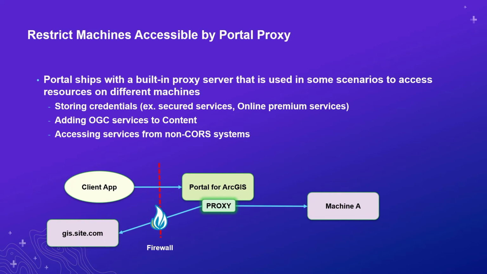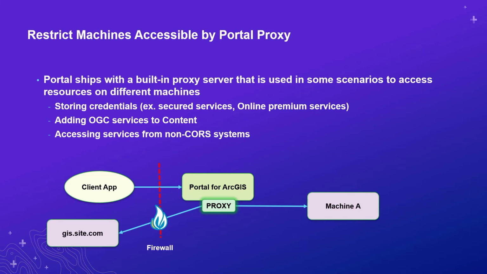This next concept is really important for users to understand, and that's restricting machines accessible by the portal's proxy. By default, Portal for ArcGIS ships with a built-in proxy server that is used in some scenarios to access resources on different machines. Those are used in the context of when services from remote ArcGIS Server sites are added with stored credentials, like ArcGIS Online Premium services or secured services from some remote GIS server. They're frequently used when adding OGC servers to your content, and they're used to access services from non-CORS enabled systems, which Jeff will discuss a little bit later on if he hasn't already.